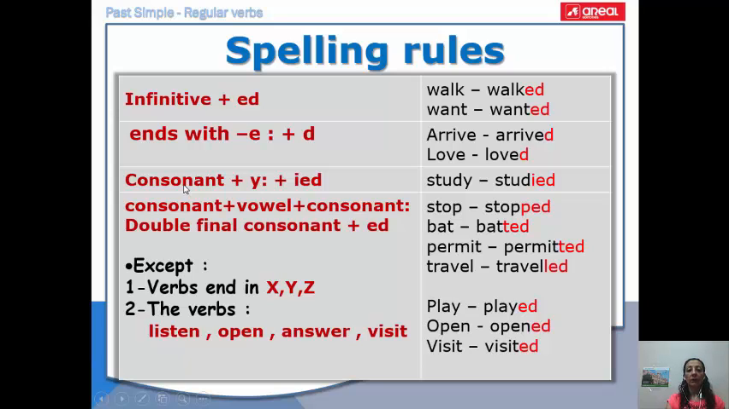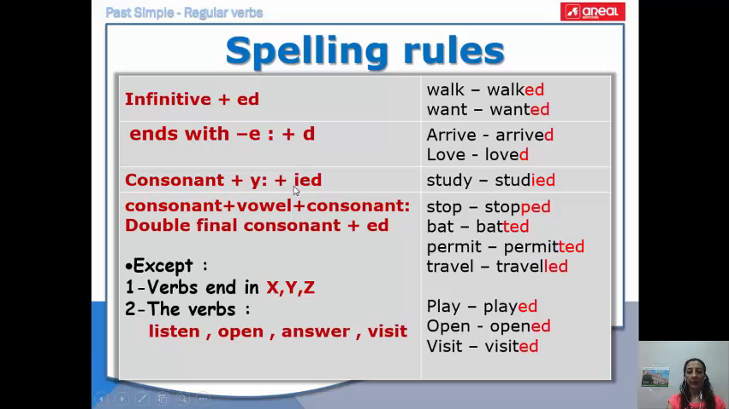If we have a verb that ends in y, and before y we have a consonant letter, we put ied after crossing the y. So we drop the y and put ied. Study, studied. Okay, so if you have a verb that ends with a consonant plus letter y, we cross the y and put ied.